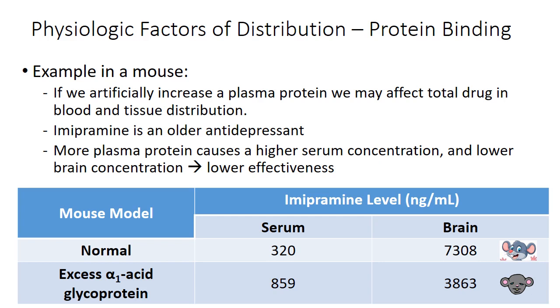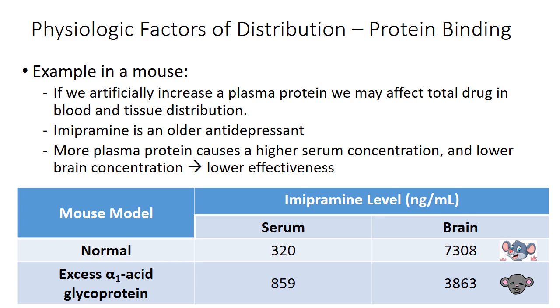They used the drug imipramine. That's an older antidepressant that you don't need to know much about, but you should understand that it has to work in the brain, right? So more plasma protein caused a higher serum concentration and a lower brain concentration of the drug. So what I mean is not just free, but the total concentration.